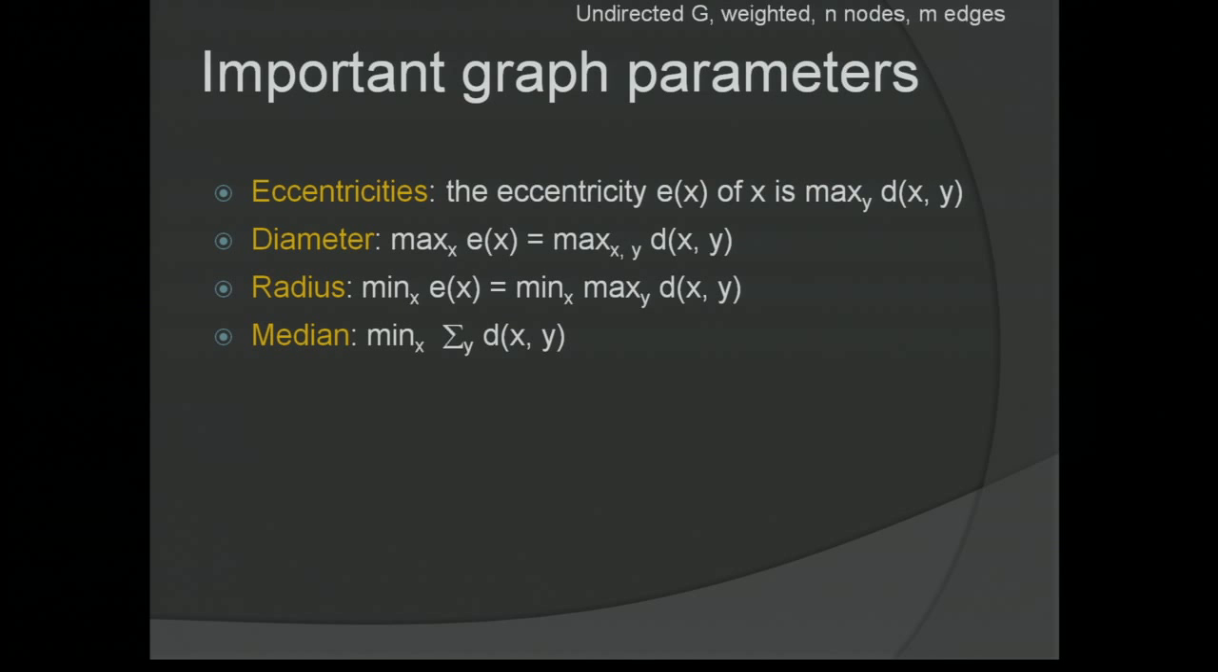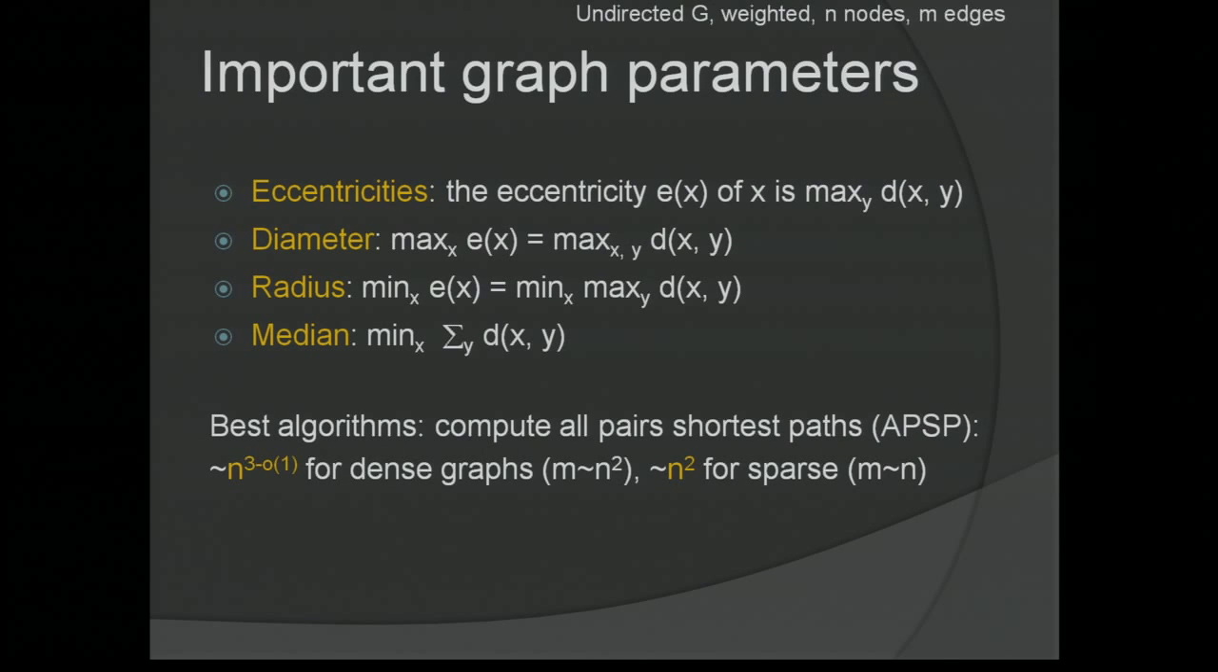Okay, so now we have these four things, and we can ask what is the fastest algorithm. And unfortunately, the best algorithms we have are: we compute all the distances in the graph, and then you follow the definitions, and you get what the parameters are. So what this turns out to be, for dense graphs, we get roughly n cubed, and for sparse graphs, we get roughly n squared, where sparse here, I'll mean m is roughly n. m is order n, just here.